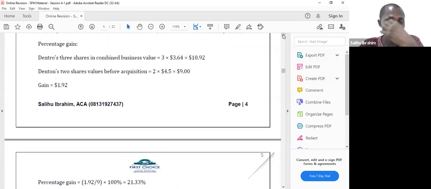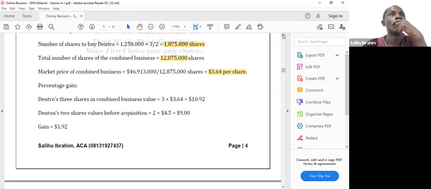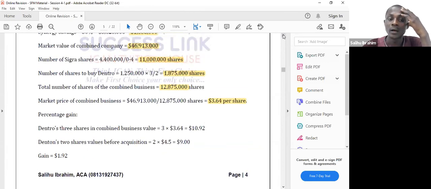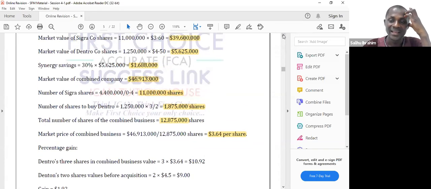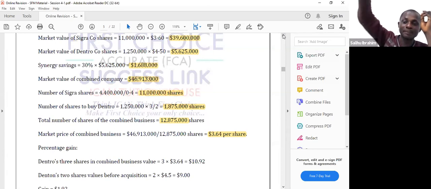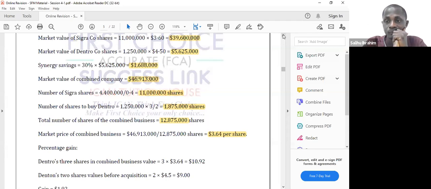Now, let me quickly tell you this. When we are carrying out business evaluation using price earnings ratio, earnings yield, or dividend yield, to get the post-acquisition market price, there's no two way about it. It is the addition of the pre-acquisition market price of the separate companies plus any synergy. There's no two way about it.